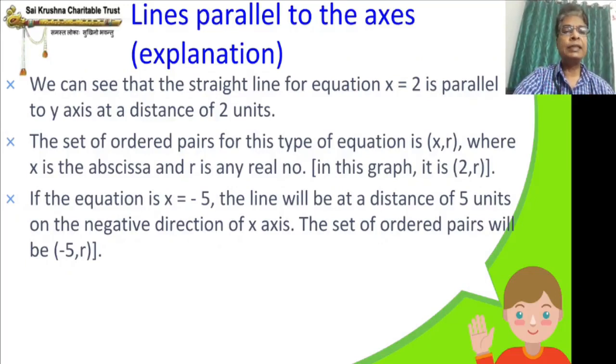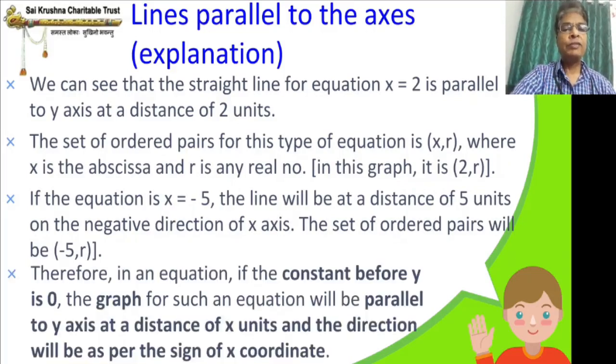If you see the first, second and third paragraphs, for x equal to 2 it is (2, r), and if it is x equal to -5, it is (-5, r). So whatever is the value of x in the equation, the same will be the first value, the abscissa, followed by any real number. Such types of lines will always be parallel to the y axis.